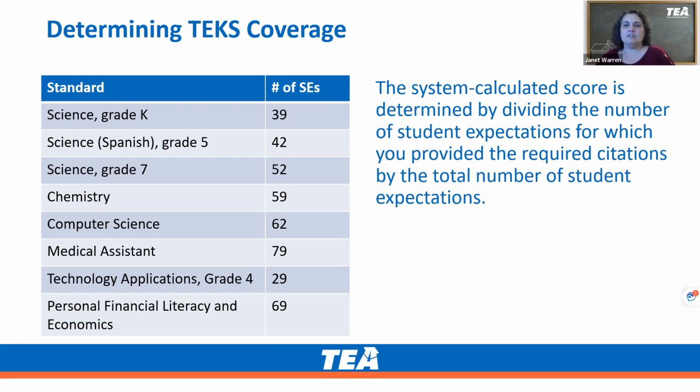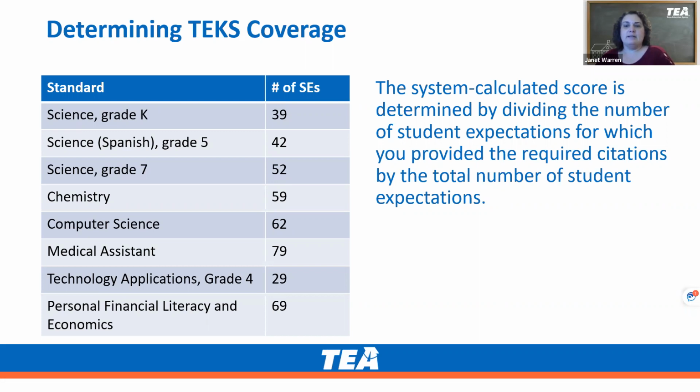given the opportunity to override the system calculated score. There's not really a need to do that, but you do have that opportunity. You do not have that opportunity on the ELPs because ELPs have to be 100% covered, and so you have to put in correlations for 100% of the applicable ELPs.